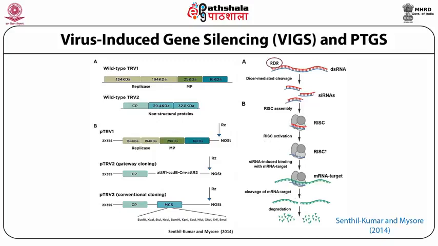rattle virus. This is a bipartite genome, and one of the RNA molecules codes for replicase, a mobility protein, and another 16 kilodalton protein, which are all essential genes. TRV2 codes for a coat protein, which is essential, and two other proteins, which are structural and non-essential. So a gene of interest can be cloned here by replacing the non-structural proteins.